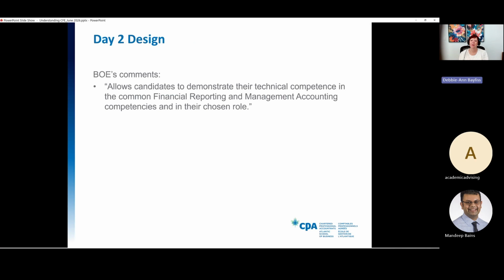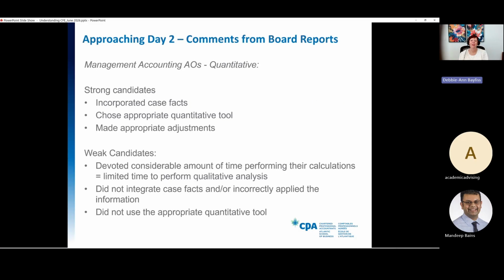So let's talk about the design. The Board of Examiners, when it comes to day two design, says it allows candidates to demonstrate their technical competency in the common financial reporting and management accounting competencies. So those are the common ones, and your chosen role. So let's look at some comments from recent board reports.